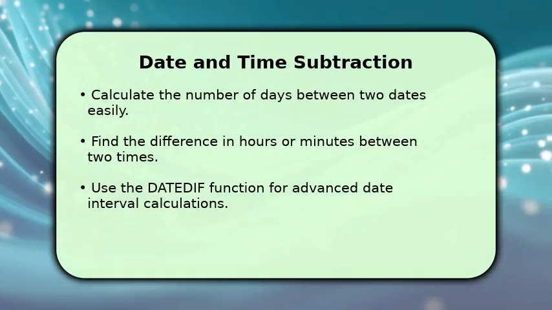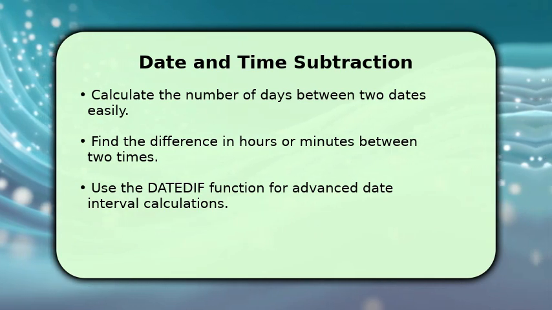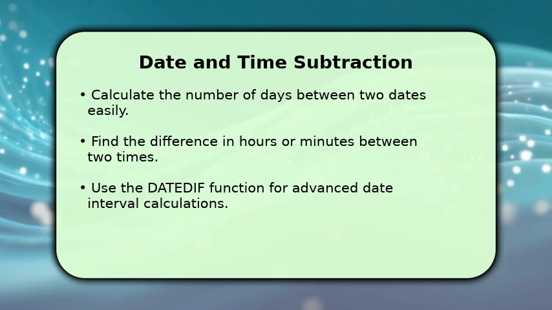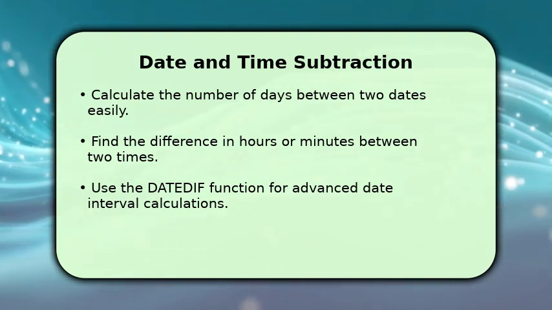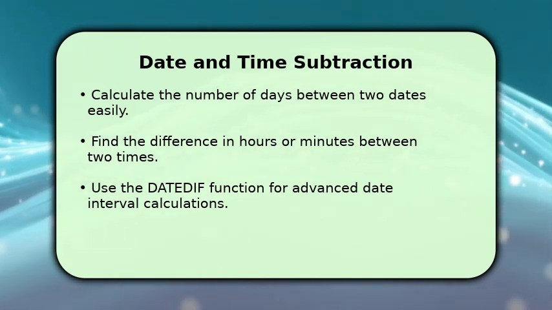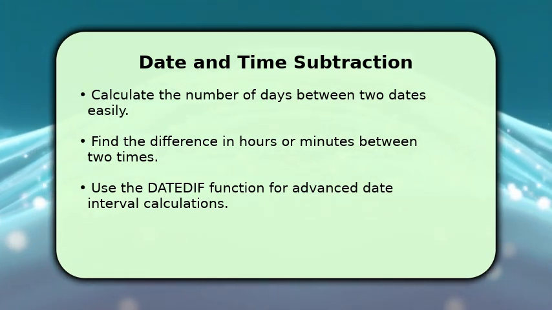Excel makes subtracting dates and times straightforward. Simply subtract one date from another to get the number of days between them. For times, subtracting one from another will give you the difference as a fraction of a day, which you can then format to show hours or minutes. This is incredibly useful for tracking project durations or work hours.